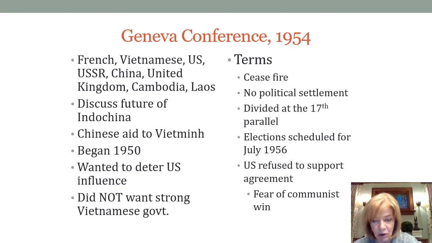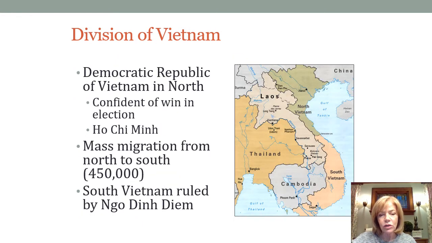So this is why the U.S. didn't support them. We, a Democratic people, did not want the elections. And the reason we didn't want them is we were fearful that the communists would be victorious, right? So we didn't support it. Okay, so here's what it looks like after the Geneva Convention. Vietnam is going to be divided at the 17th parallel.